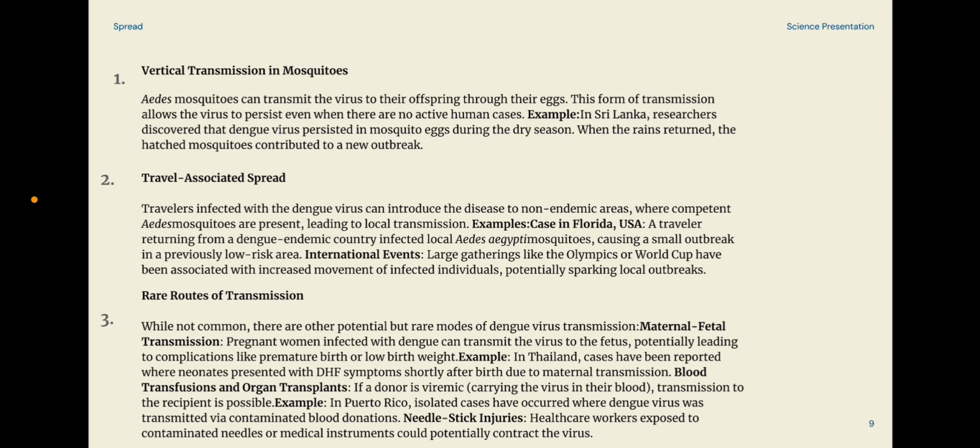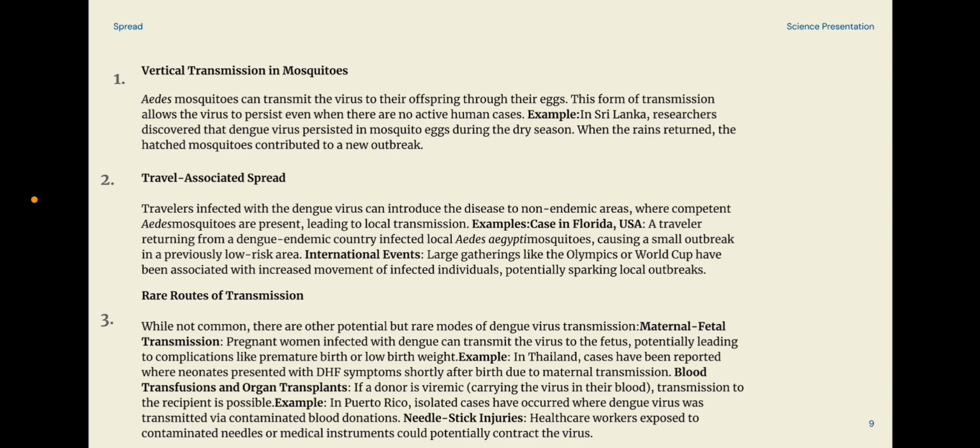Maternal-fetal transmission. Pregnant women infected with dengue can transmit the virus to the fetus, potentially leading to complications like premature birth or low birth weight. For example, in Thailand, cases have been reported where neonates presented with DHF symptoms shortly after birth due to maternal transmission.